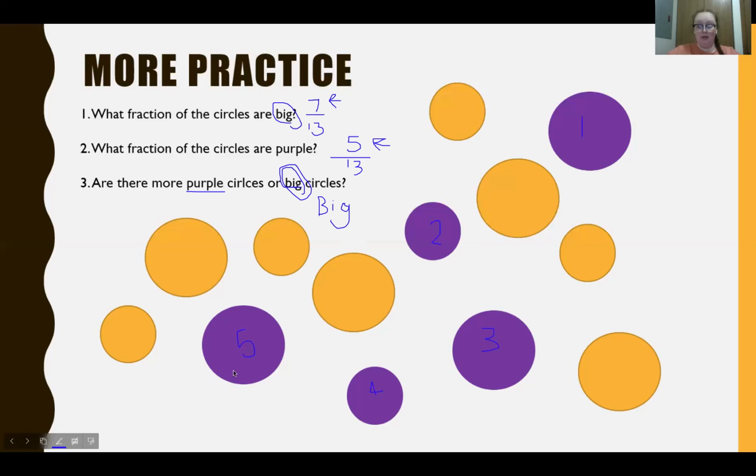That's just another example. And we can do that with the yellow circles as well. Or we can say how many of the little circles are purple or how many of the big circles are yellow. We can use fractions in a lot of different ways.